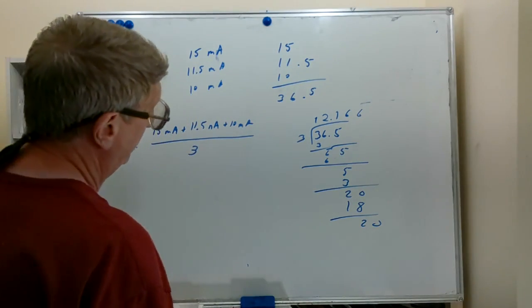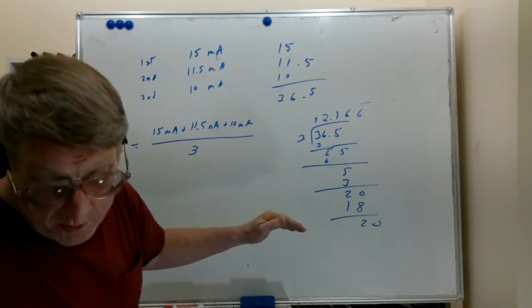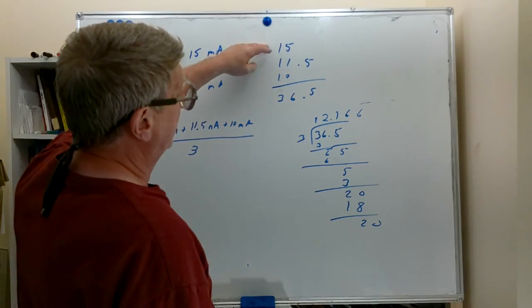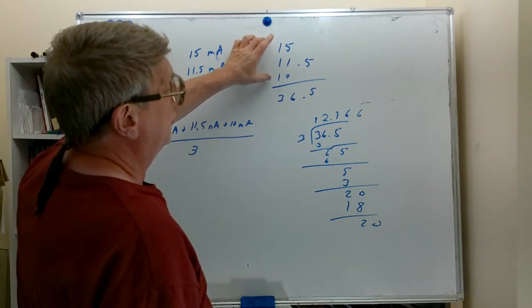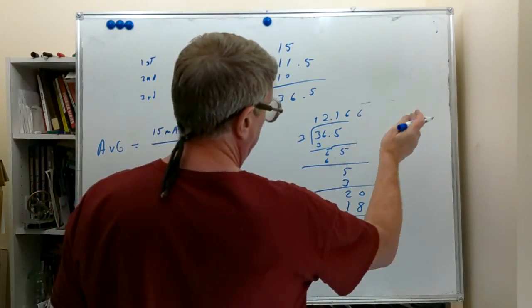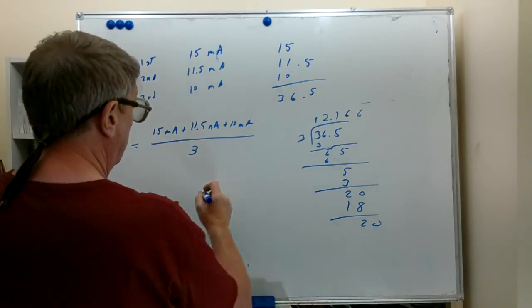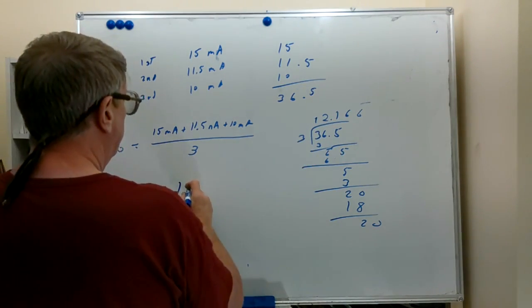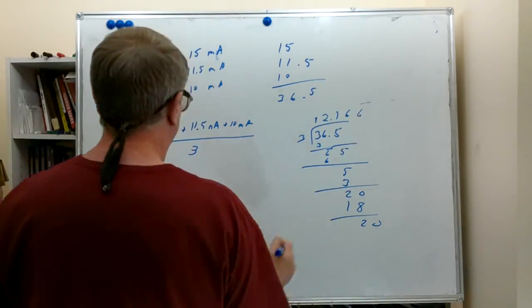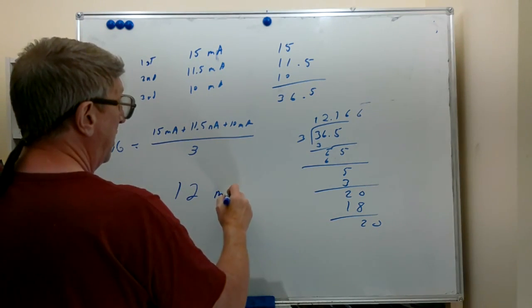Now we want to round this so it's no more precise than our least precise number. Our least precise numbers were these two, which had no fractional part. They were whole numbers of milliamps. So we want to take this 12.166 average and round that to 2 significant figures. The second figure is the one we're rounding to. We look to the right. We got a 1, so we don't do anything. So that average rounds to 12 milliamps.